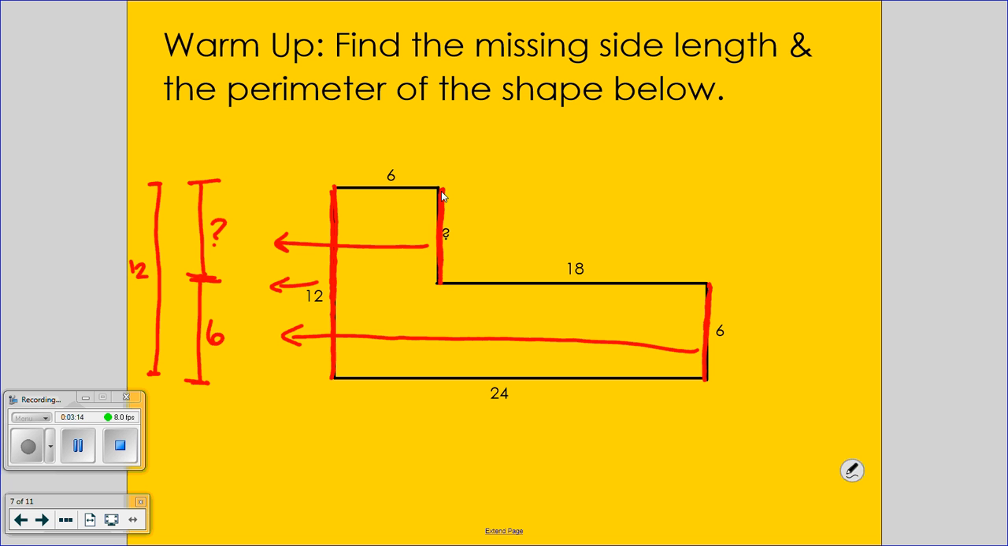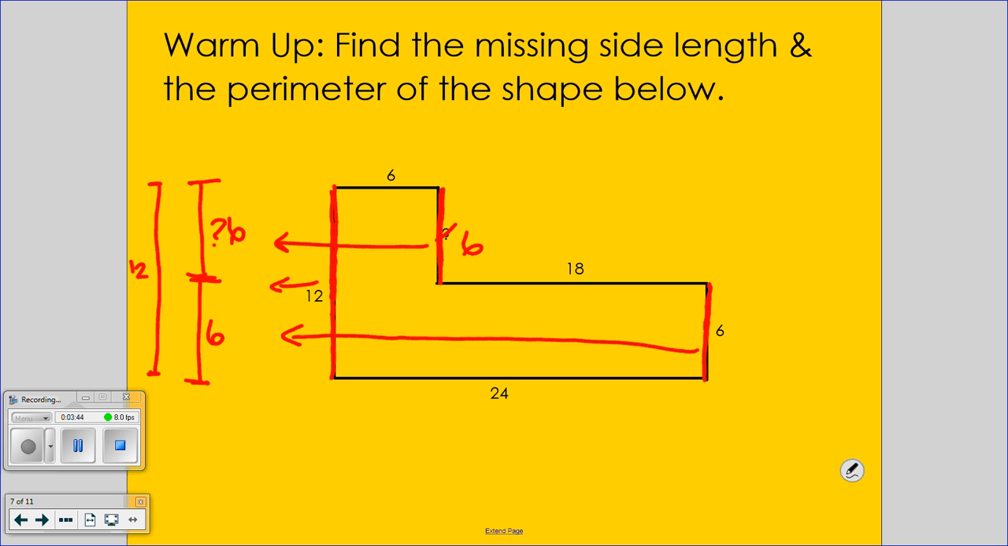What's going to be my question mark to make that true? My whole is 12. One of my parts is 6. So what's going to be my other part to make that true? Ada? 6. So my missing side's value is 6.